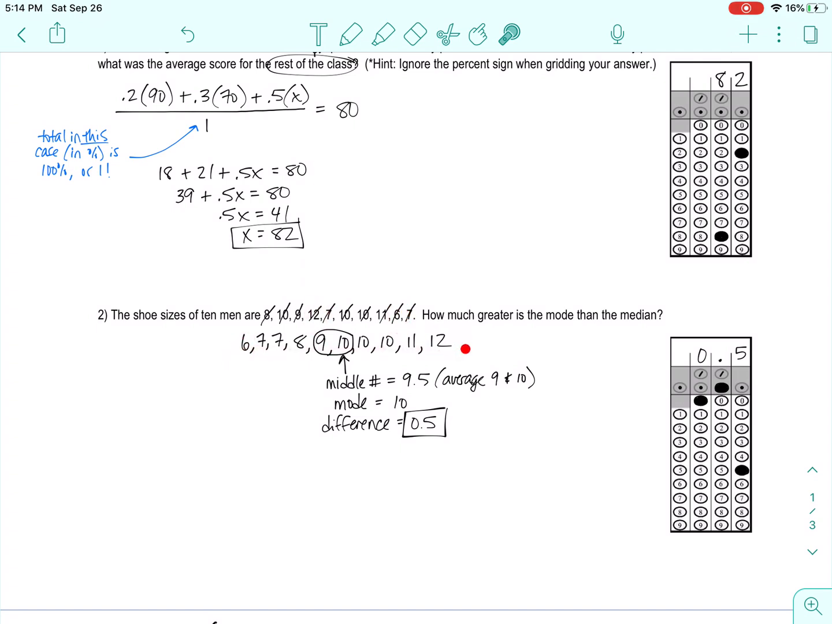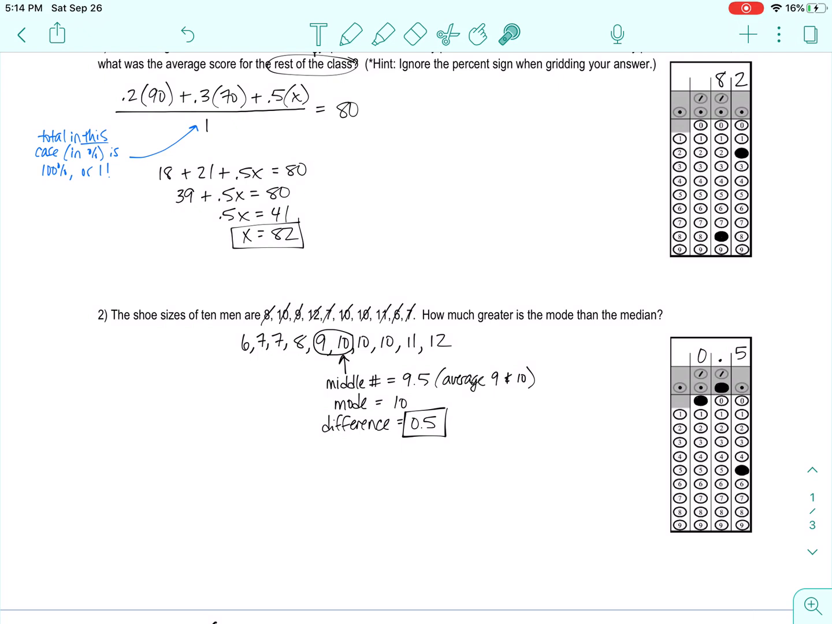When you write them in order, this is an even number of dudes. So we do not have one person in the middle, we have 2. And again, the middle is the median. You average them together if there is not a middle person. So that middle number is 9.5 shoe size.